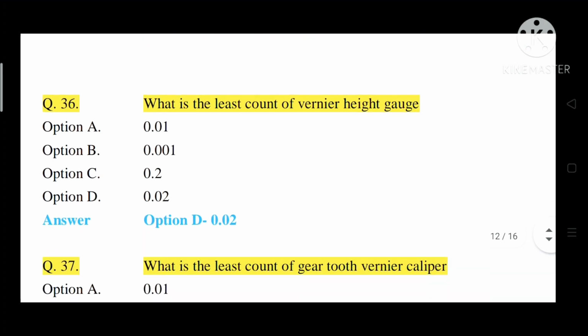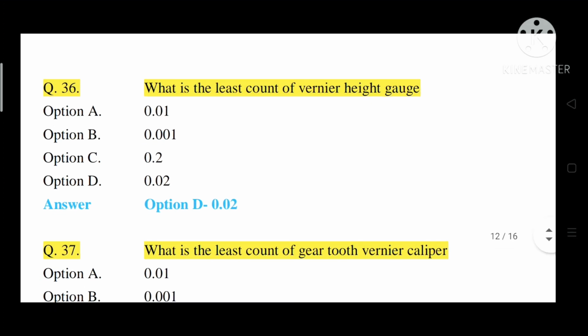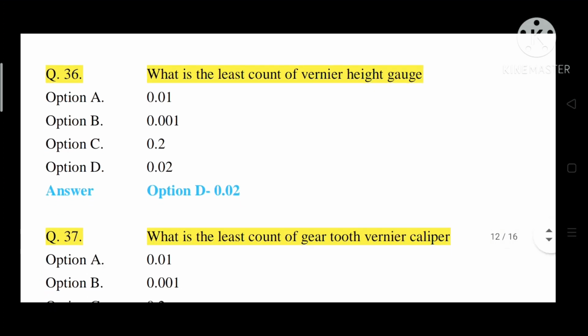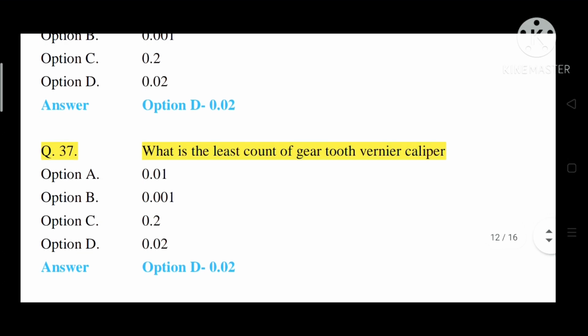Question number 36. What is the least count of vernier height gauge? So anything with vernier, least count will be 0.02. So options are 0.01 A, option B 0.001, option C 0.2 and option D 0.02. So correct answer is 0.02 mm. That is D, option D.